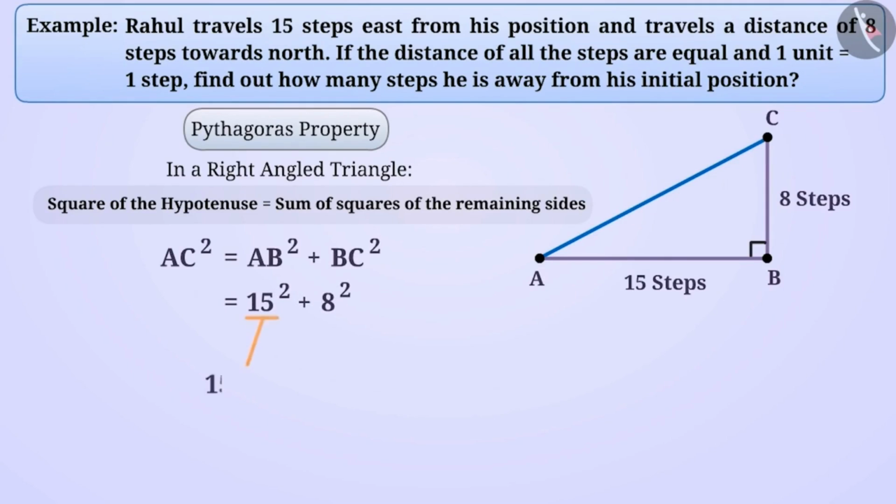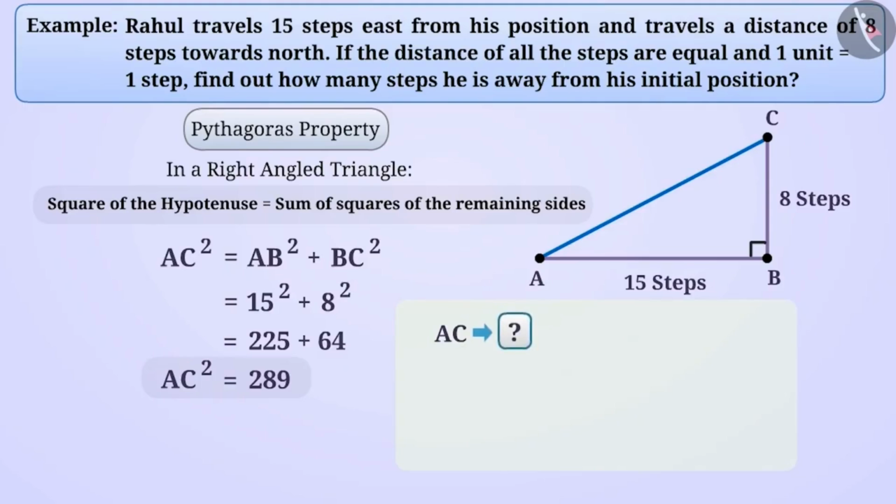We get 15 square is equal to 15 multiplied by 15 is equal to 225. Similarly, we get 8 square is equal to 8 multiplied by 8 is equal to 64. Since 225 plus 64 is equal to 289, hence the hypotenuse AC square is equal to 289. To find the measure of AC, we need to find the number whose square is 289, that is, multiplying the number by itself gives 289.